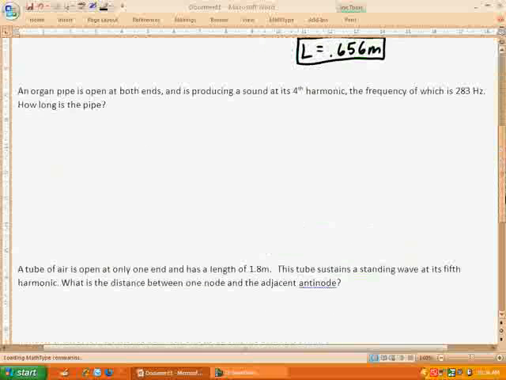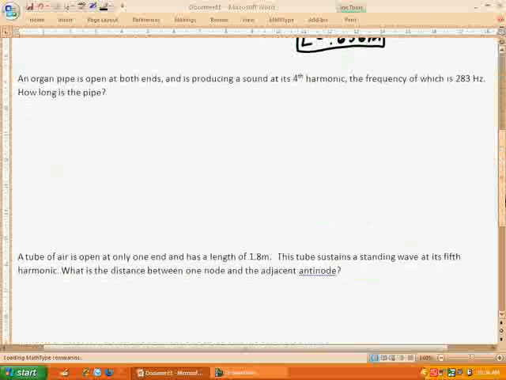Okay, so now we're looking at an organ pipe. An organ pipe is going to be open at both ends. All right, and it tells us that it's producing a sound at its fourth harmonic. It gives us the frequency of that fourth harmonic. So again, since it's open at both ends, we're going to use the same equation as before, that the frequency is equal to the harmonic, or this N integer, times the velocity over 2 times the length of the pipe.